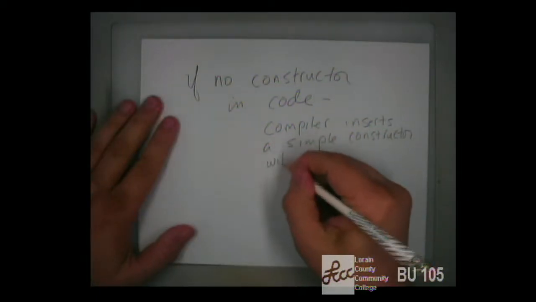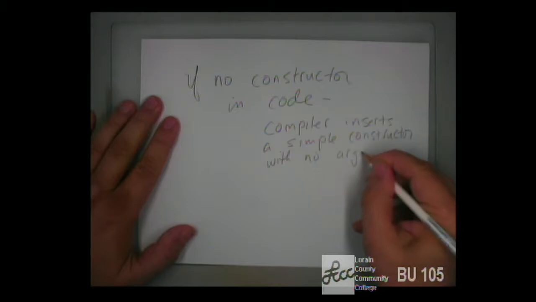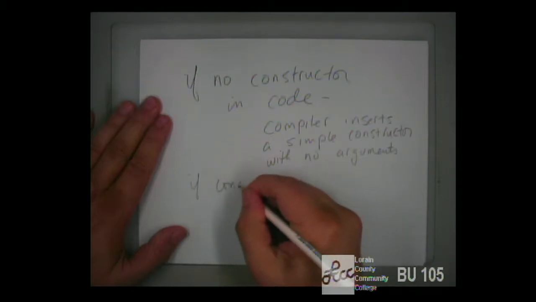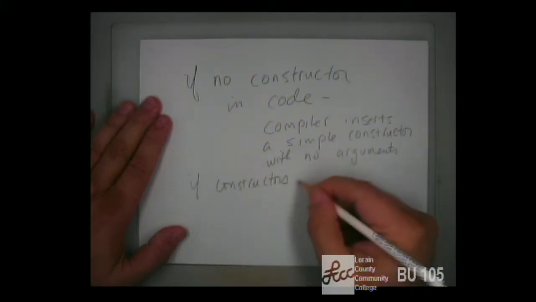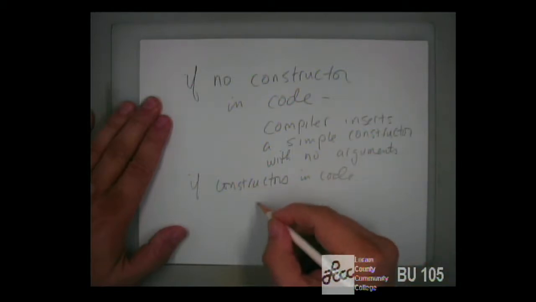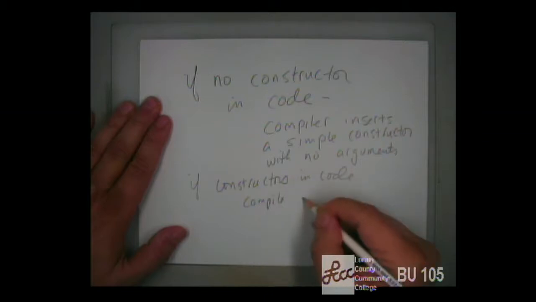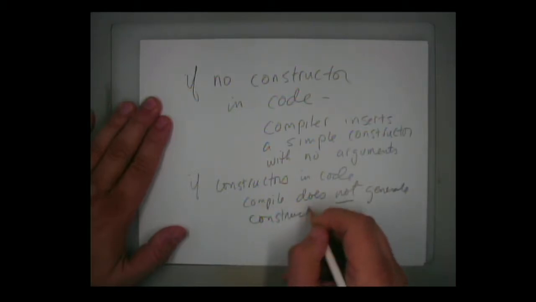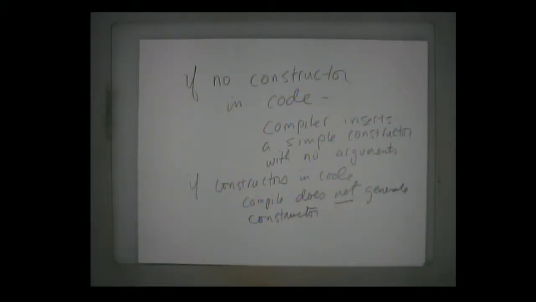If there are constructors in code, the compiler does not generate a constructor. All right. So that's the rule that we've dealt with since we've talked about constructors. So if you've defined a constructor, you don't get the no argument constructor that the compiler inserts. Which means that if you want a no argument constructor, then you have to write that in.